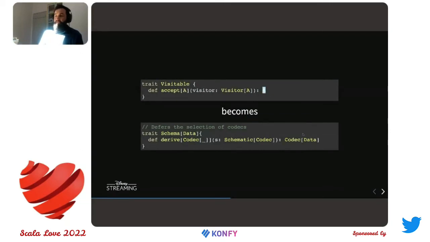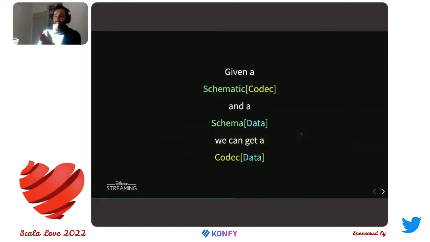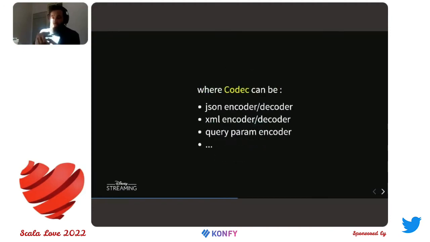And instead of the data here, we combine the things together. We've got a codec that takes a type parameter. We've got this data. Well, it's going to output a codec of the data. All right. So trying to formulate it differently, given a schematic of codec and a schema of data, we gain a codec of data. And the codec is essentially the protocol-specific concept that we're going to implement against, whether it's JSON or XML or some sort of query parameter encoding.